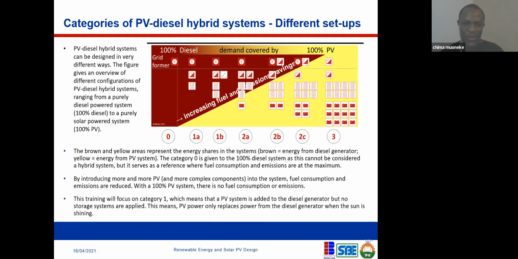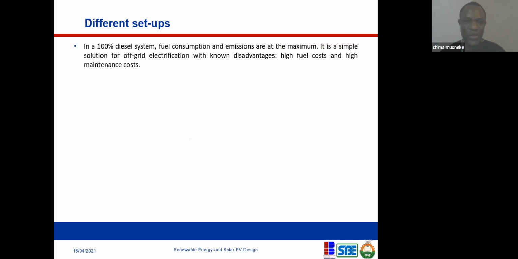So this training will focus on category 1, like I said, which means that a PV system is added to the diesel generator, but no storage system is applied. This means that PV power only replaces power from the diesel generator when the sun is shining. So in a 100% diesel system, fuel consumption and emission are at maximum. It is a simple solution for off-grid electrification with known disadvantages: high fuel cost and high maintenance cost.